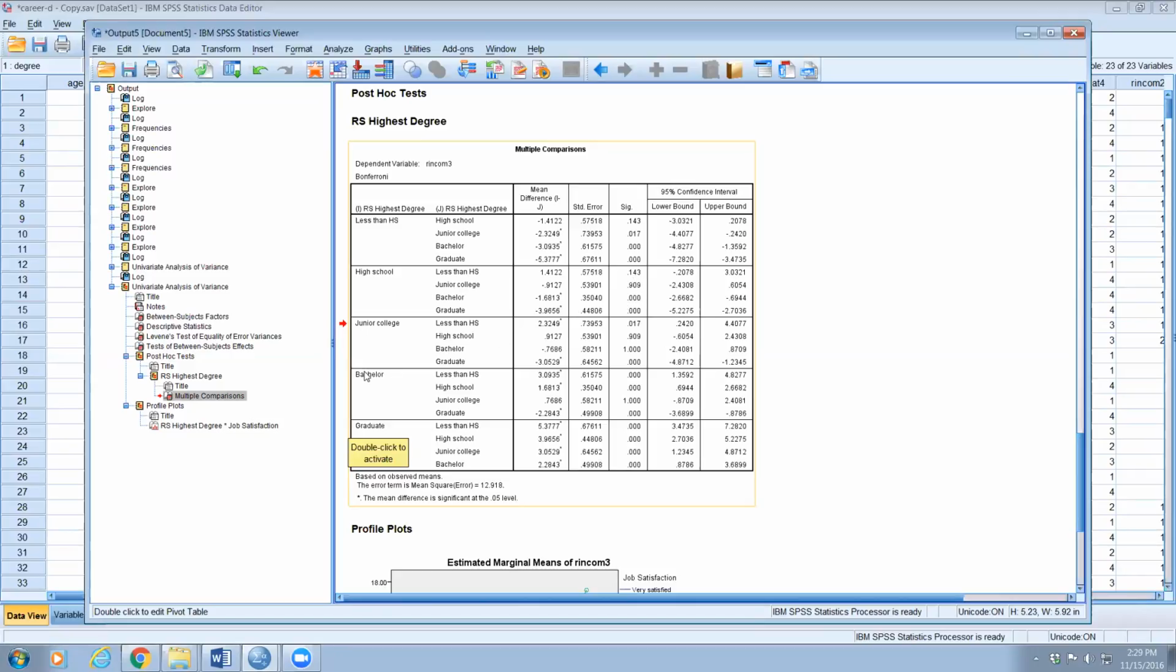Also, if you see the bachelor, there is not much difference between the bachelor and the junior college. So the employees with the bachelor degree, they are not earning any different than the employees who have the junior college degree or who have attended junior college, because it's coming to be non-significant. So this is how you would interpret the results here.